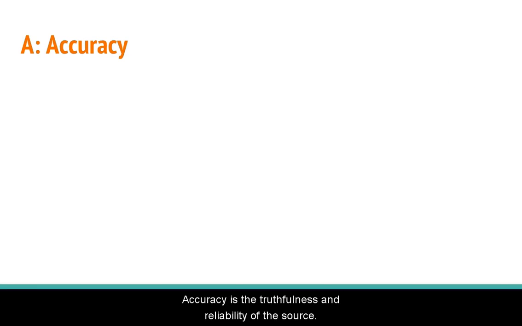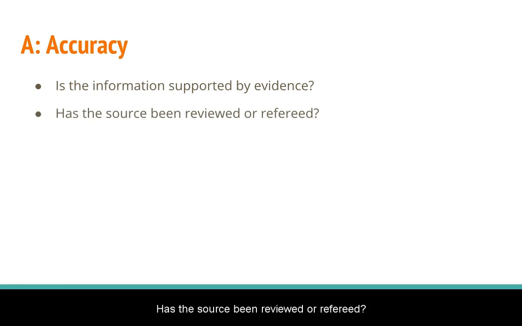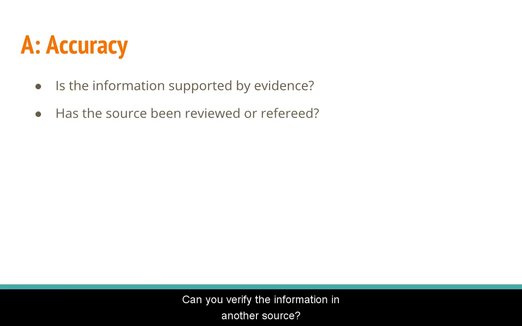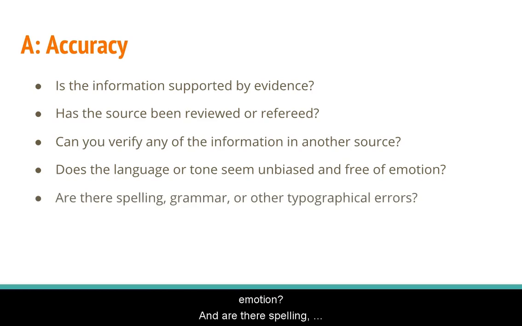Accuracy is the truthfulness and reliability of the source. Questions for assessing accuracy are: is the information supported by evidence? Has the source been reviewed or refereed? Can you verify the information in another source? Does the language or tone seem unbiased and free of emotion? And are there spelling, grammar, or other typographical errors?